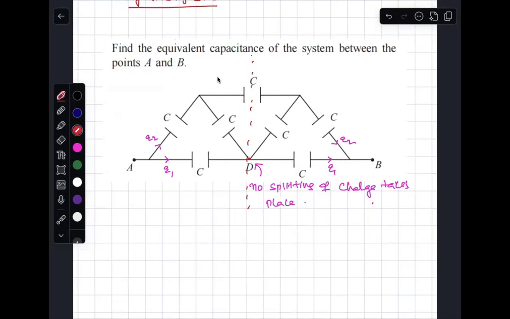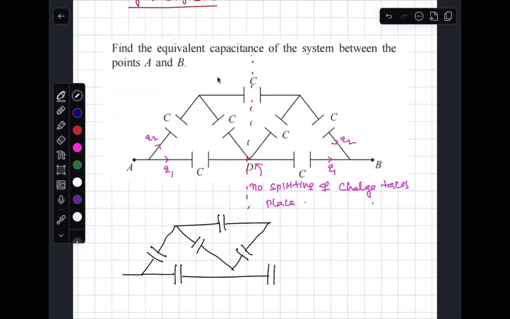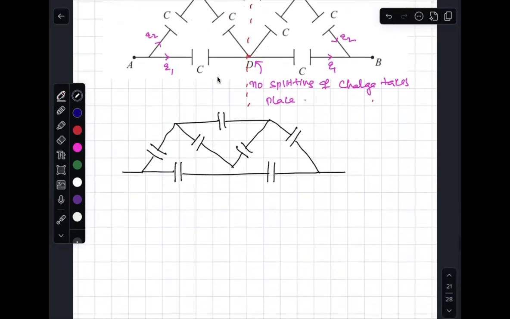So therefore, this circuit can be rewritten as this. Remember, this is strictly allowed only for symmetric circuits. If you change one capacitor out of this, everything is gone. That's all. This circuit can be assumed to be of this form. Till this point, any doubt? Every student in the class. Clear? Got the point? Now everything is known to you.